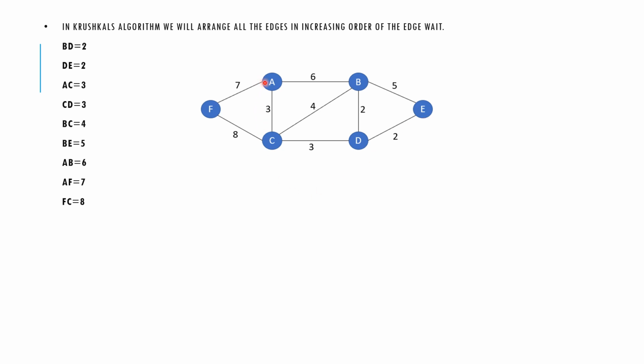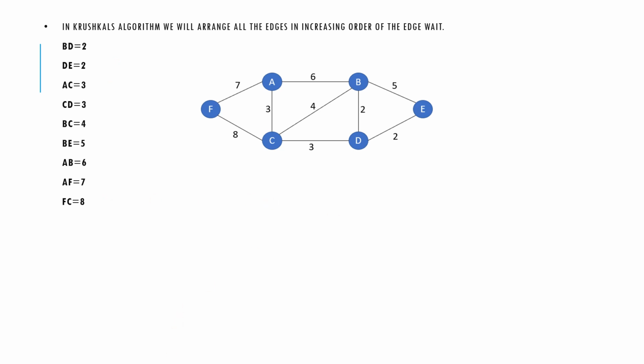And next, A to C is 3 and C to D is 3. After that we have BC equal to 4 and BE equal to 5. A to B is 6, A to F is 7, and F to C is 8. We have to arrange the edges in increasing order of the edge weight like this.